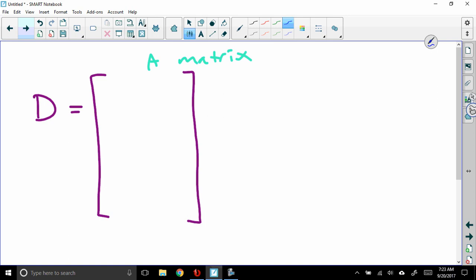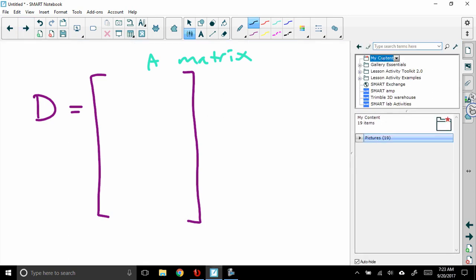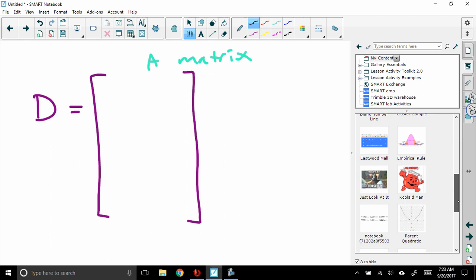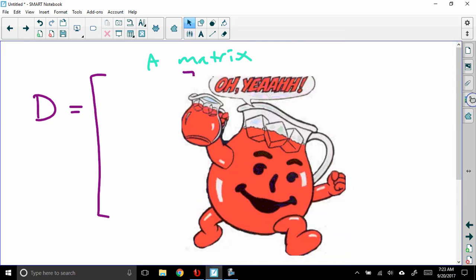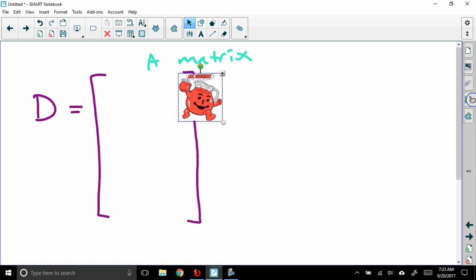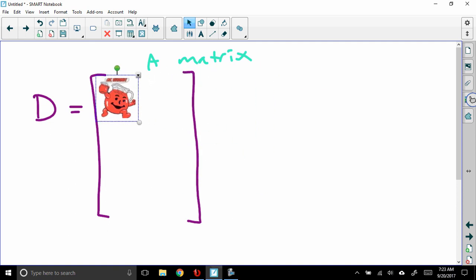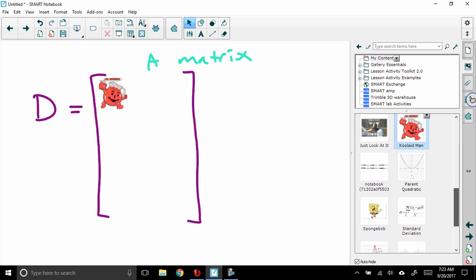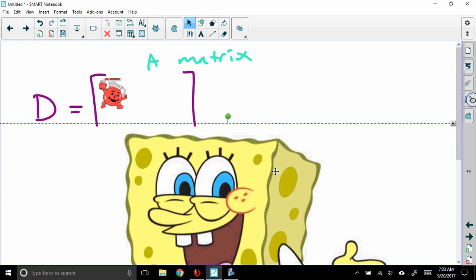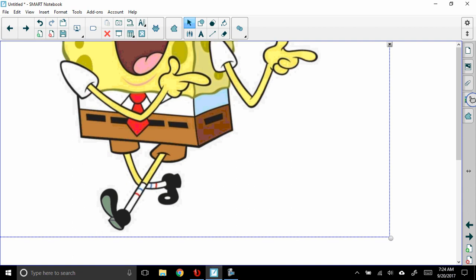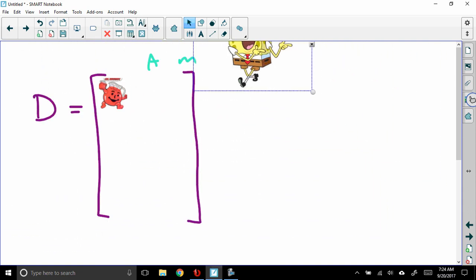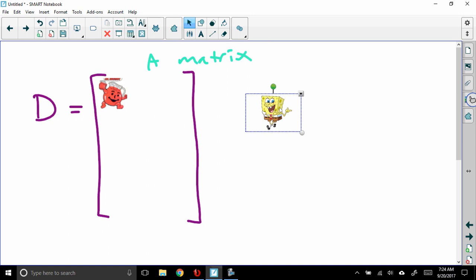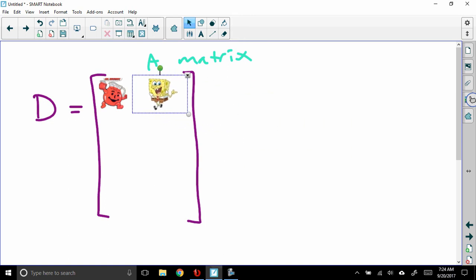So a matrix. Here's matrix D, and I'm going to put it's a rectangular array of elements. So I've used Kool-Aid Man before. I'm going to use Kool-Aid Man again. So there's Kool-Aid Man. Kool-Aid Man's the first element in this matrix. Maybe I'll put SpongeBob as another element in this matrix. Okay, so there's SpongeBob.